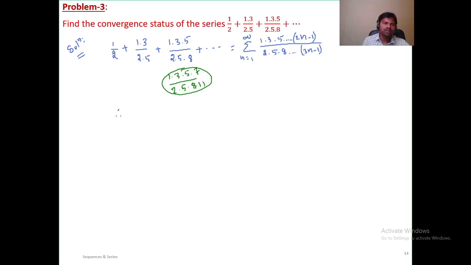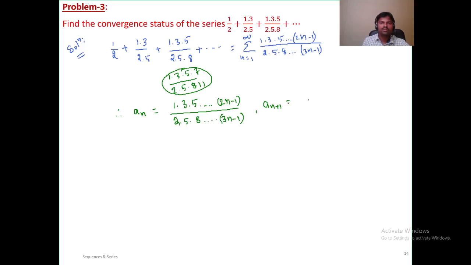So therefore, clearly what is an now? an is 1 into 3 into 5 up to so on 2n minus 1, divided by 2 into 5 into 8 up to 3n minus 1. The nth term is compulsory to apply the ratio test because we need an plus 1, right? And we require the ratio also. If it is not given, we have to find the nth term like this. If the nth term is given, no need to worry. Next, what is an plus 1?